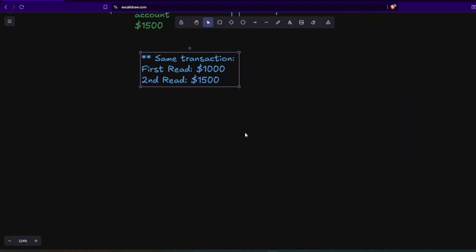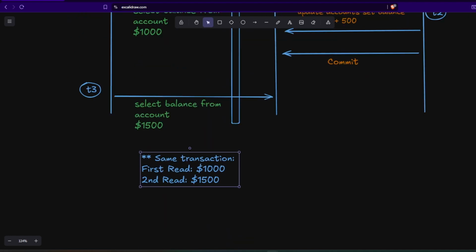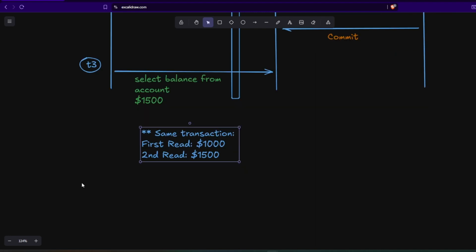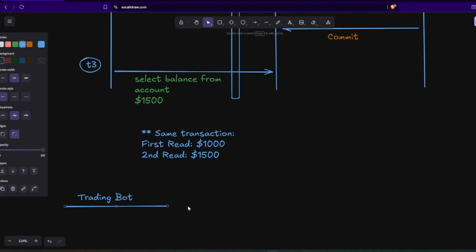How we can solve it, we will gradually come into that. But before that, let's take another example, suppose a trading bot. If you see a trading bot, what it generally does is it checks a certain value.